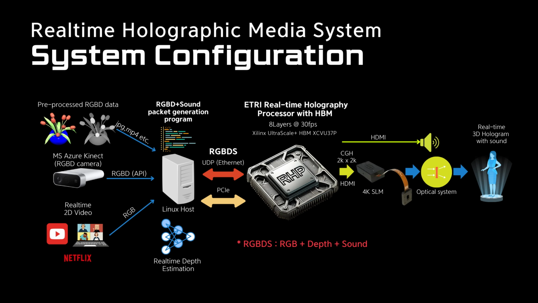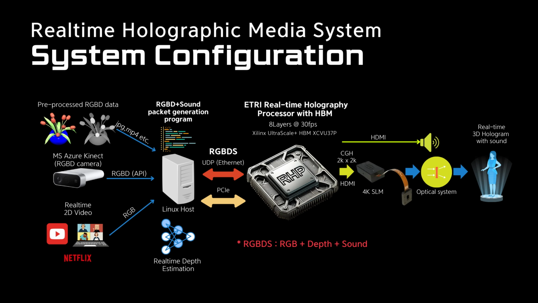The RHP processor receives RGBD data through Ethernet or PCIe. RHP generates an off-axis 8-layered 30 frames per second CGH in real time. RHP outputs to SLM via 4K HDMI interface. If videos have sound, RGBD plus sound packets are created. RHP can play holograms and sounds together.